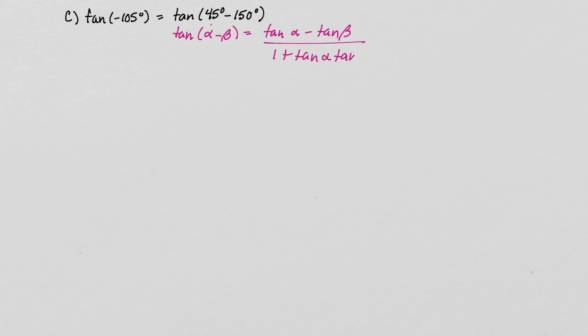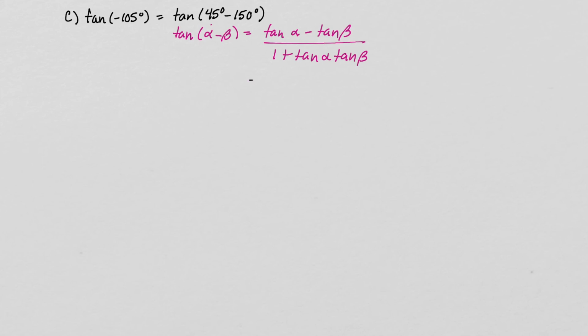And we'll look at one more here. I kind of started it already. So we're looking for the tangent of minus 105 degrees. And you can think of minus 105 degrees as the tangent of 45 degrees minus 150 degrees. And both of those are on the unit circle. So if we look at our formula here, the tangent of alpha minus beta is going to be the tangent of alpha minus the tangent of beta all over 1 plus the tangent of alpha tangent of beta.